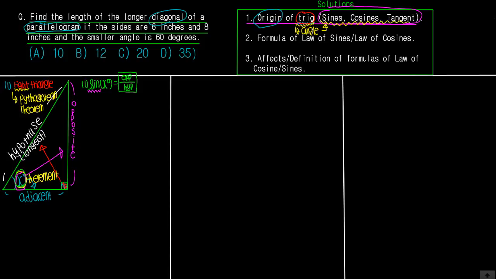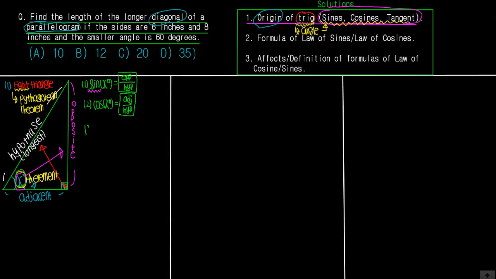And let's think about the second thing. What is the cosine of x going to be? Well, the cosine of x is a little bit different from sine. It is the adjacent side over the hypotenuse. And what is our hypotenuse again? It is the longest side in our right triangle.